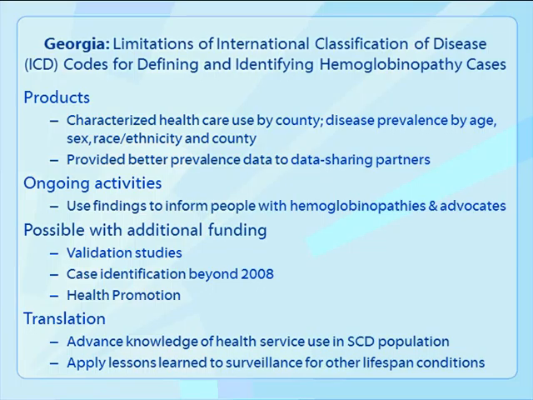Additionally, with additional funding, additional work on this, we'll be able to validate the case definition and potentially do more surveillance beyond 2008, and also work on health promotion pieces and evaluate potential health solutions. So take it one step from just having a prevalence estimate, but now work on informing patients with sickle cell disease and other hemoglobinopathies and their families.